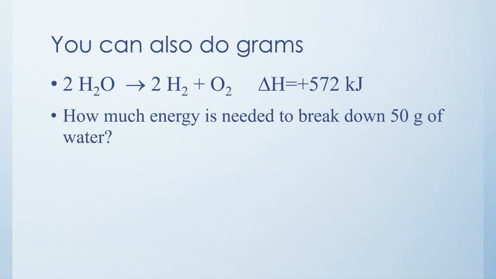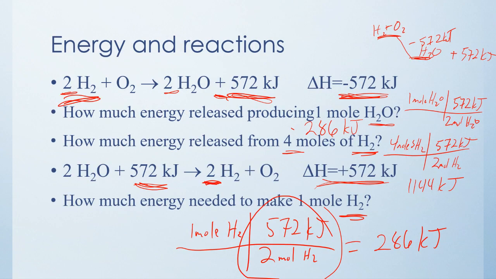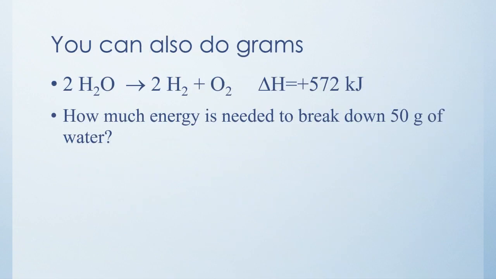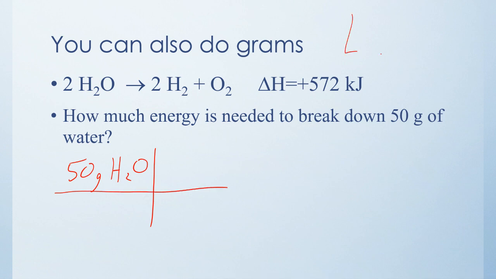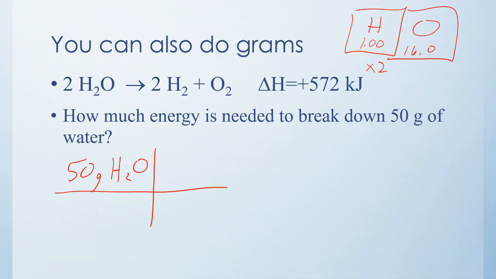All right. You can do this with grams as well. Just because this was all moles, that's all nice, but if we had 50 grams of water and we wanted to figure out how much energy is needed to break that down, we would consult our periodic table, and hydrogen has a mass of 1 and oxygen has a mass of 16, and there's 2 hydrogens in water, so 2 times 1 is 2 plus the 16, so water has a mass of 18 grams in 1 mole.